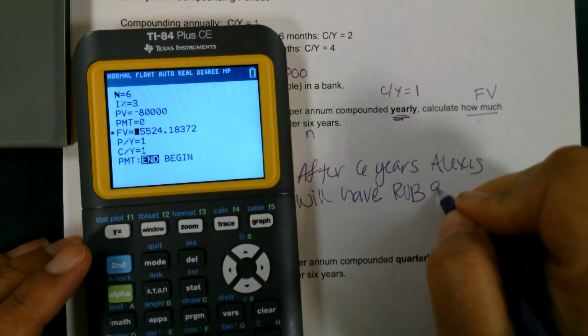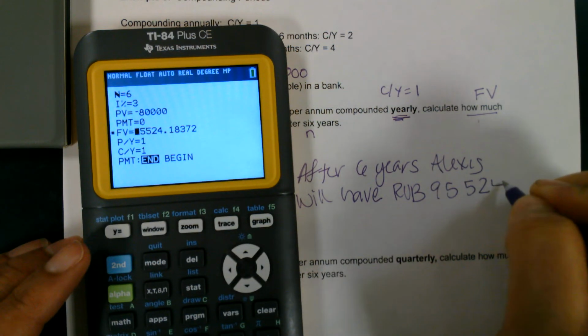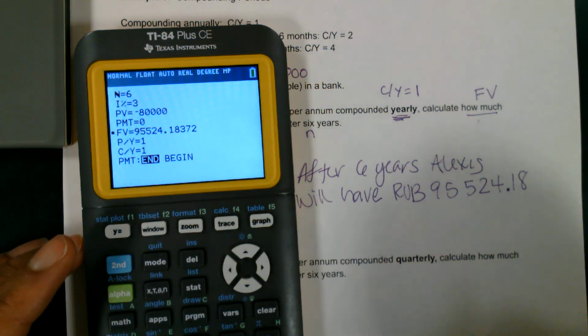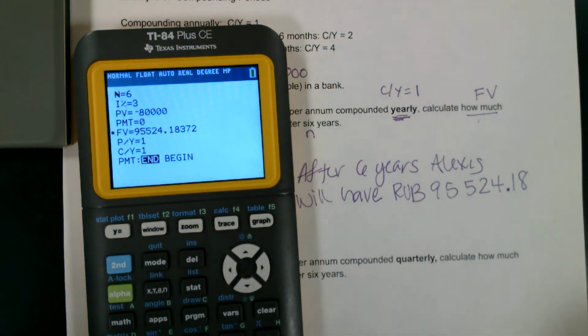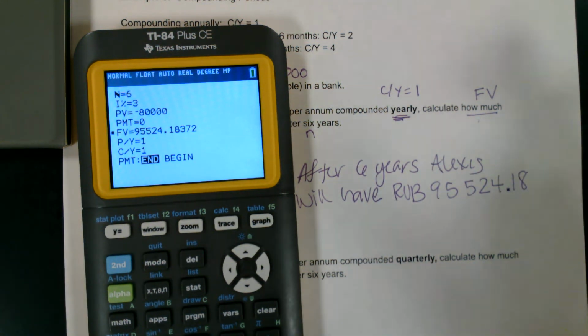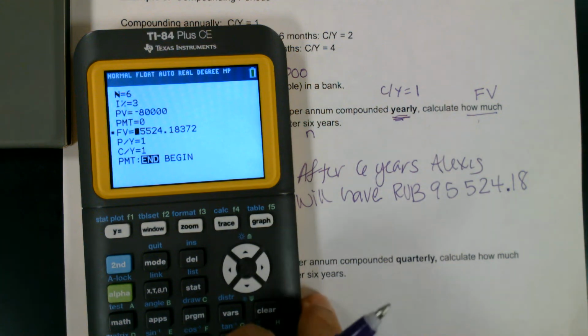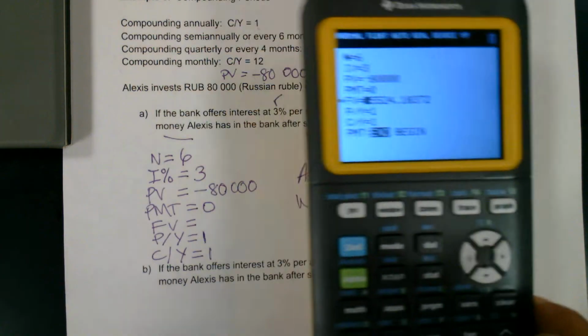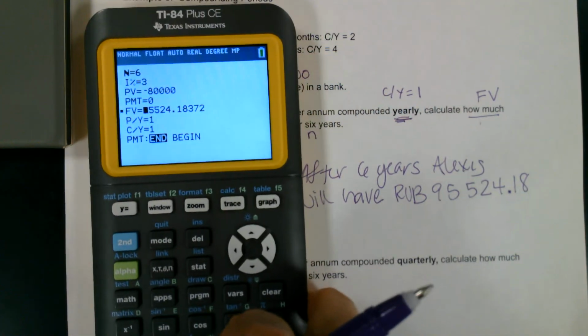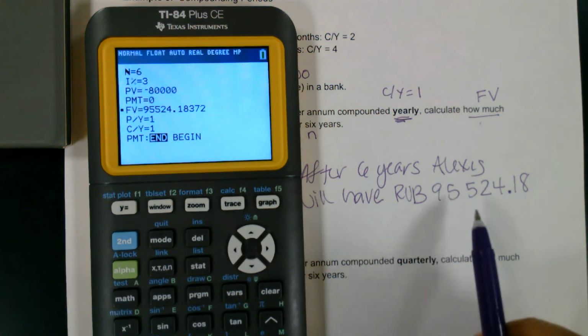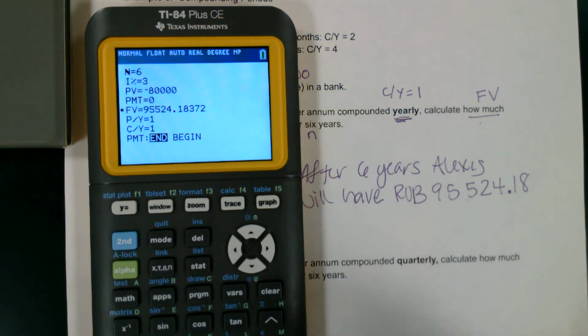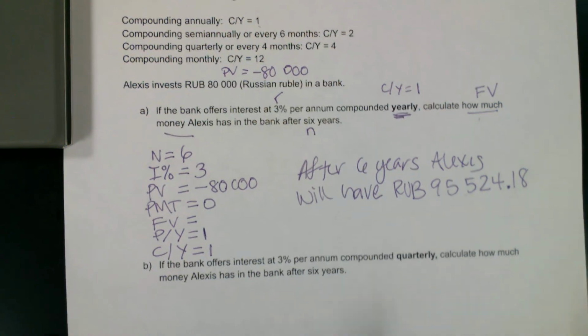And 9, 5, 5, 2, 4. Let's go to the second decimal. 4 rubles. The IB likes you to go to that second decimal, so let's go to that second decimal. You can put a comma here, but I don't believe they do that in Russia. Please correct me if I'm wrong, if somebody is watching this from Russia. If you do put a comma there or not, you just leave a space. So there we go. Okay.